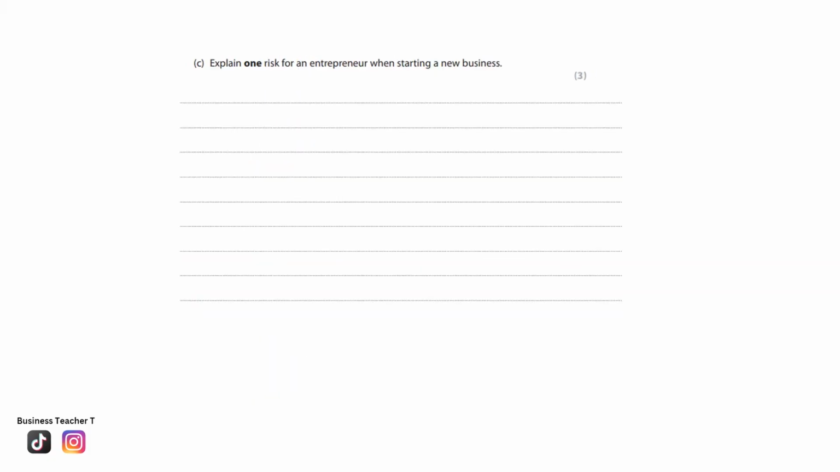Demographics. Our first 3-marker. Explain one risk for an entrepreneur when starting a new business. Now, if you want to know how to structure any of the questions in this paper, then do check the link in the description box and you'll see links to videos that will give you tips and let you know how to structure the answers. So back to the question. You can pause the video now if you'd like to attempt the question.